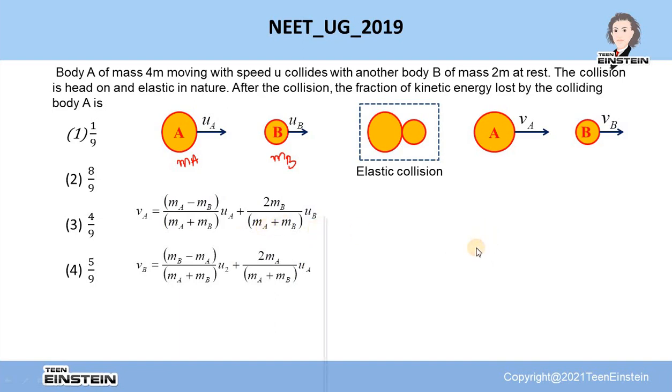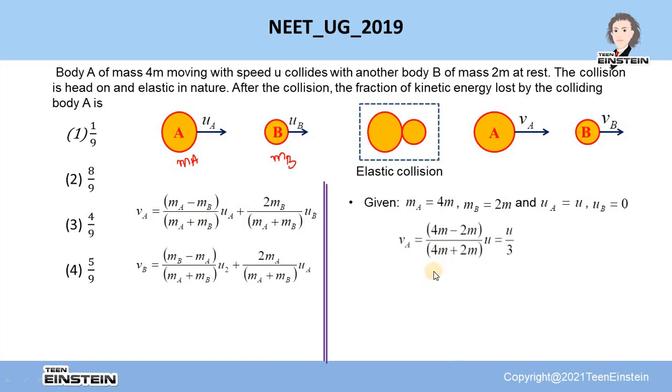Now we can calculate the kinetic energies, but you need to know what MA, MB, UA and UB are. So look, in this problem it is given that MA is equal to 4m, MB is equal to 2m, UA is equal to U, that is the initial speed of the object A, but object B was at rest. Now if we put these values in this equation of VA, then we get VA, the velocity of the object A after collision, will be U by 3.